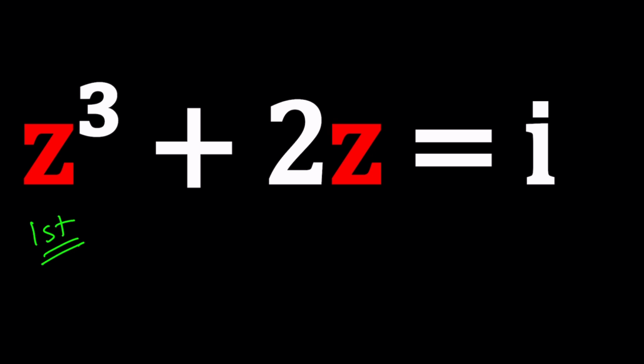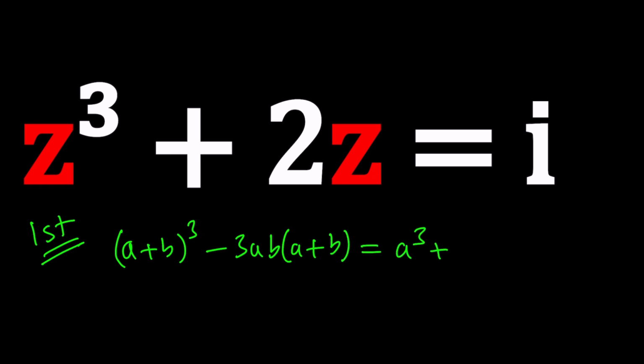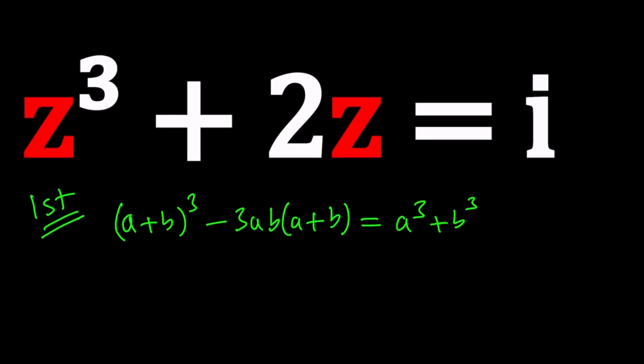For my first method, I want to use the cubic formula because it's probably the most painful way to solve this problem, right? So to use the cubic formula, I'm going to consider the following identity: (a plus b) cubed minus 3ab multiplied by (a plus b) equals a cubed plus b cubed. Nice. Now, if we assume that a plus b is equal to z, then we get an equation that is similar to ours. And obviously, z equals a plus b will be a solution of this equation.